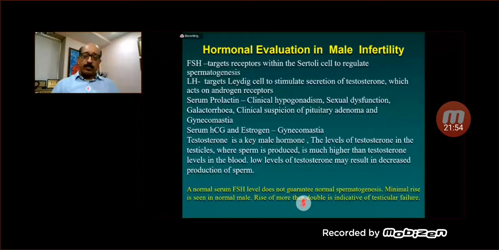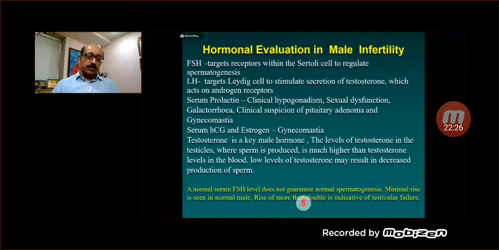Testosterone is the key male hormone, and most of the time we go for an estimation of the testosterone level. But we have to understand one thing, which is very clear: the level of testosterone in the testicle, where the sperm is produced, is much higher than the testosterone in the peripheral blood. Therefore, a low level of testosterone may not result in decreased production of sperm, or may not reflect the decreased level at the testicular site. And therefore, testosterone should not be considered as the primary hormone to be assessed. The primary hormone to be assessed is the FSH.